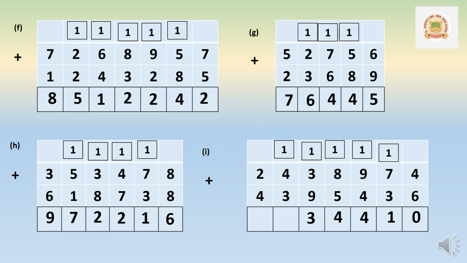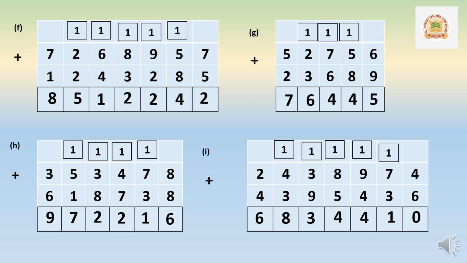1 will be in the lakhs place. 1 plus 4 is 5. 5 plus 3 is 8. Now, there is no carry. 2 plus 4, just add the numbers. 2 plus 4 is 6. So 68,34,410. Children, in this exercise, we are having two questions.